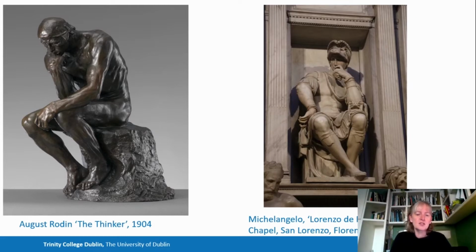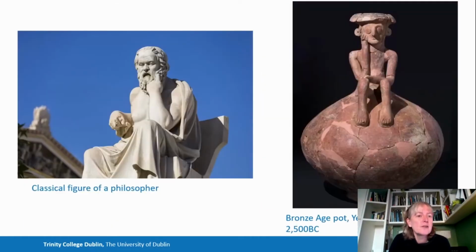But it goes right back. It's used by Michelangelo in his image of Lorenzo de' Medici, again a way of portraying a powerful but also a thoughtful leader. And right back to the roots, I suppose you could almost argue, of figurative art, a typical gesture used to portray philosophers or great thinkers in ancient times. And here just a couple of examples. One, a figure that's often interpreted as Socrates, another a Bronze Age pot going right back to 2500 BC.